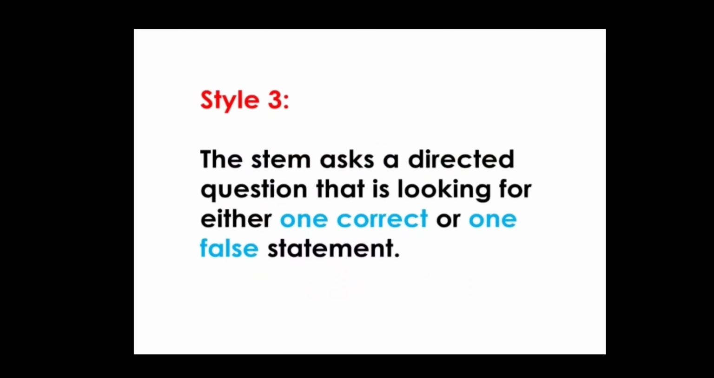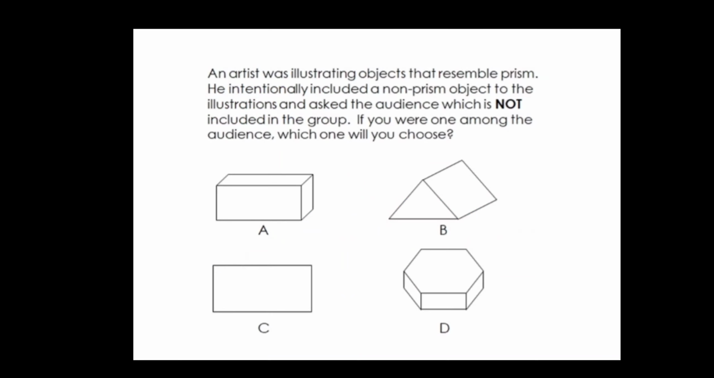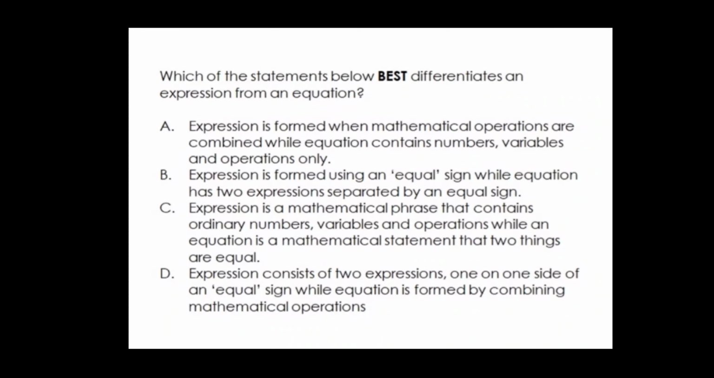For the next style, the stem asks a directed question that is looking for either one correct or one false statement. I have 2 examples in this style. In this example, the students are asked which is not included in the group. This is the negative type of question. While in this example, the students are asked to choose the best answer.